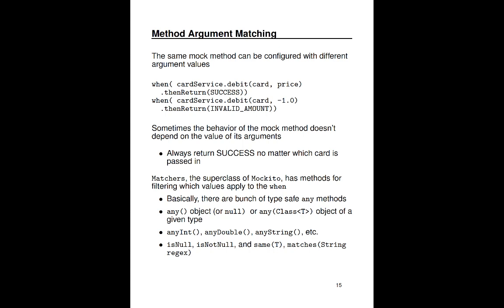The when method in the Mockito API also allows you to specify different behaviors for a method depending on what parameters are passed in. So for instance, we can use multiple calls to when to specify that when the debit method is invoked with a particular card and price, then that should be successful. We can also specify that when debit is invoked on a particular card with a price of -1, then that debit method should return invalid amount.